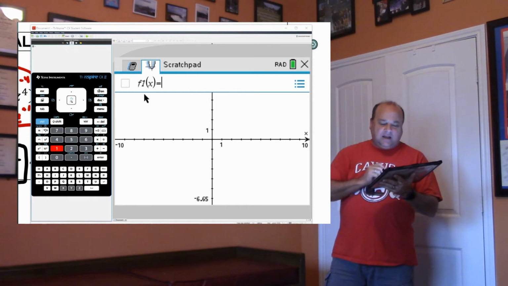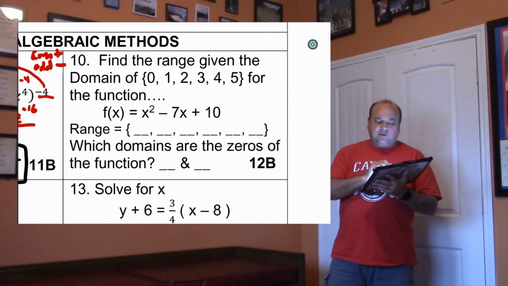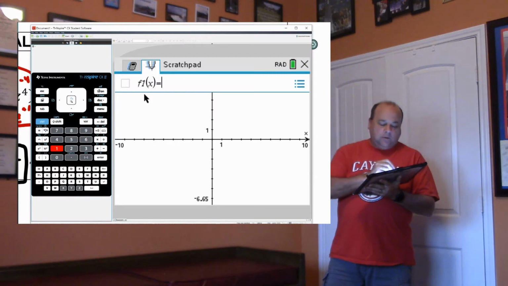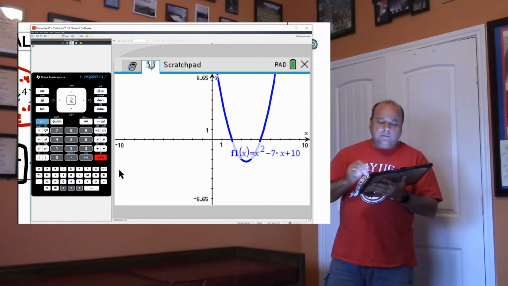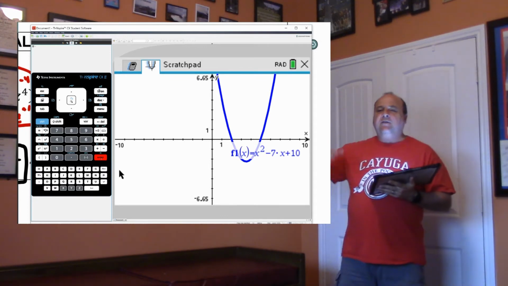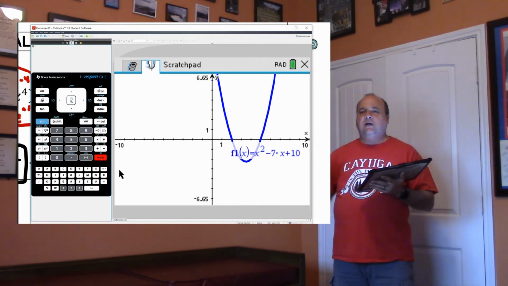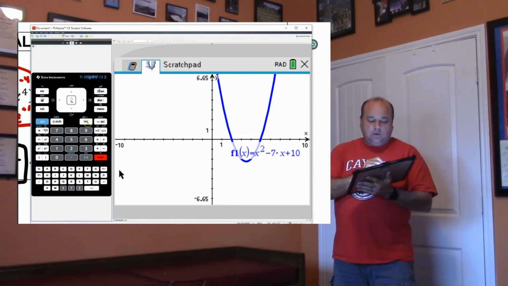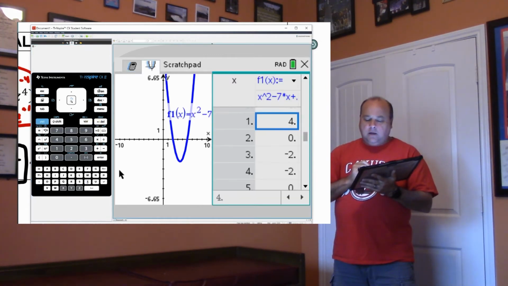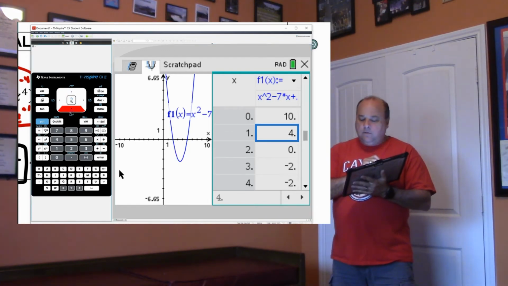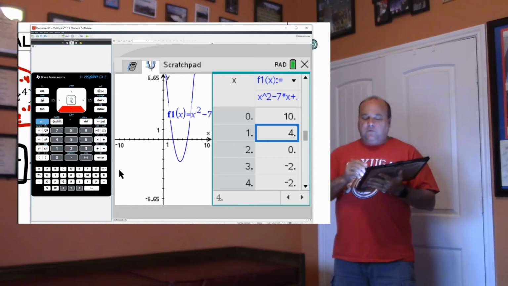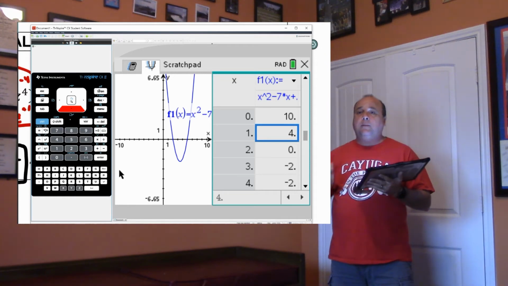Now then, we are graphing, I think, x squared minus 7x plus 10. Hit enter, and boom, I get this, don't I? Now then, I'm going to hit Control T, which stands for table, and bam, I got my answers, don't I? If I go up 1, I have 0, 10, don't I? So these numbers on the right, the 10, the 4, the 0, the negative 2, and the negative 2, that's what's going to go on my T-chart.